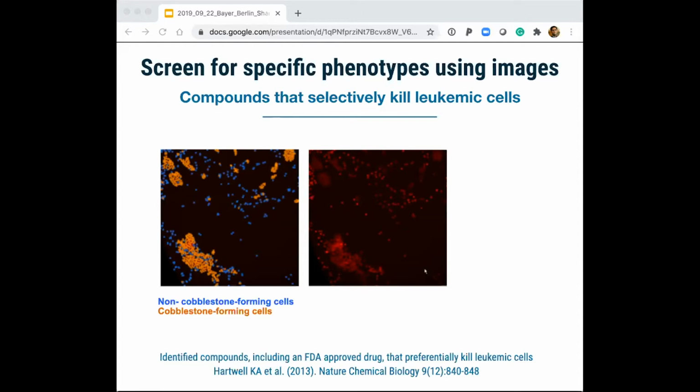We used various image-derived measurements to train a machine learning algorithm, a classifier, to detect this cobblestone appearance, and then used it to screen about 14,000 compounds. We identified compounds, including an FDA-approved drug for a different indication, that could selectively kill leukemic cells.